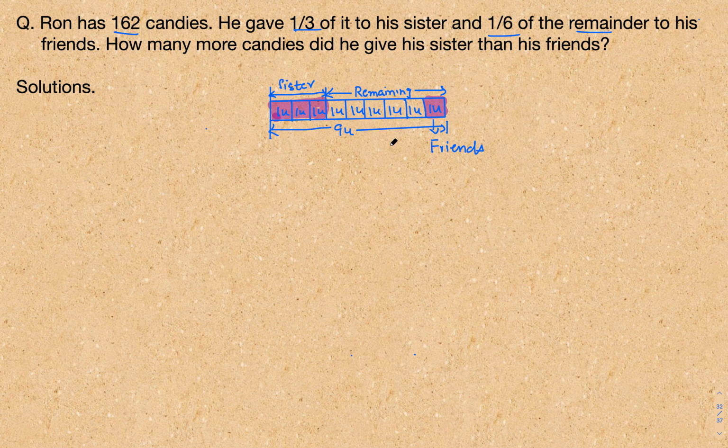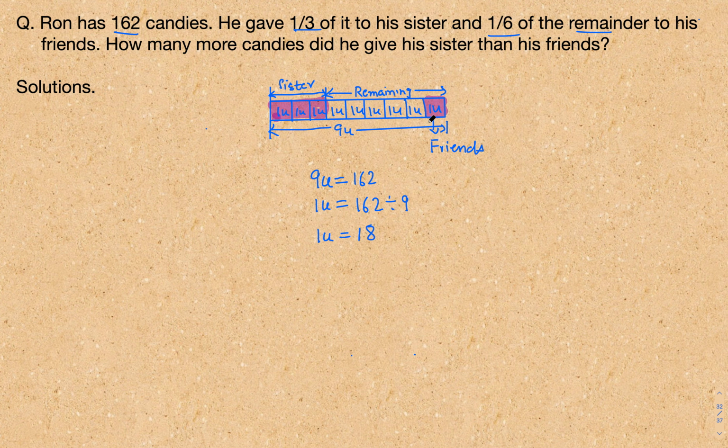Now 9 units, we know that it should be 162 candies. Why? Because that is the total number of candies Ron is having, right? And we know that in terms of units he is having in total 9 units. So from there we can say that 9 units is equal to 162. So how much will be 1 unit? 1 unit will be 162 divided by 9, and 162 divided by 9 will give you 18.